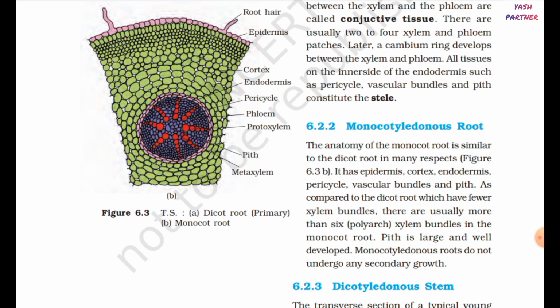6.2.2 Monocotyledonous root. The anatomy of the monocot root is similar to the dicot root in many respects. Figure 6.3b. It has epidermis, cortex, endodermis, pericycle, vascular bundles and pith, as compared to the dicot root, which has fewer xylem bundles. There are usually more than 6 polyarch xylem bundles in the monocot root. Pith is large and well developed. Monocotyledonous roots do not undergo any secondary growth.